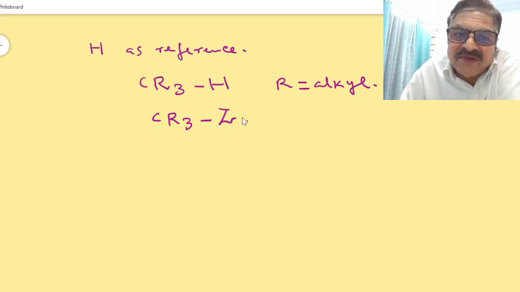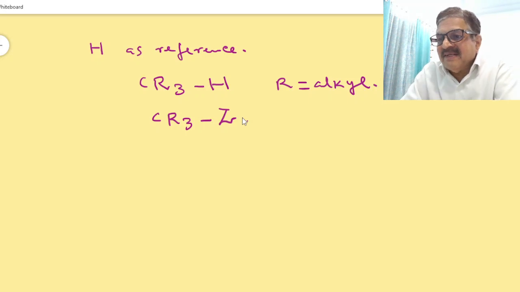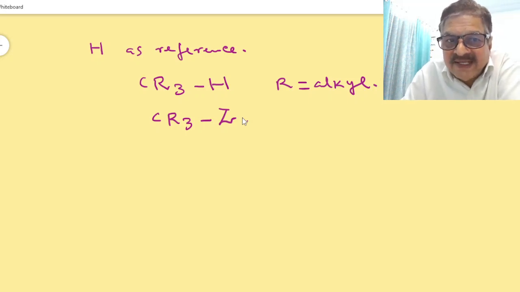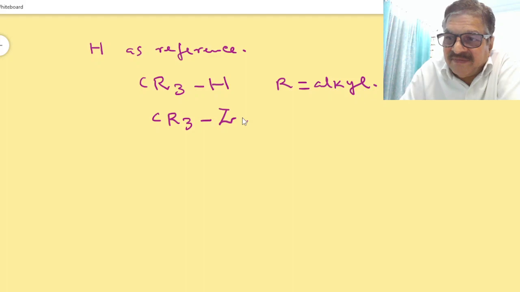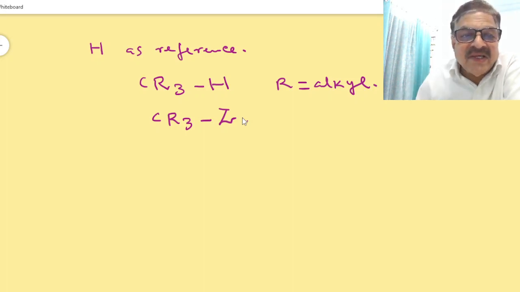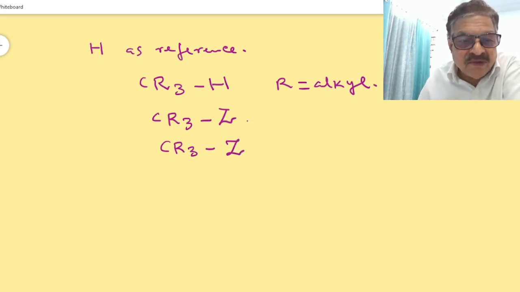Now we will get two situations. Either the electron density in the CR3 part will be less than in CR3H, or the electron density will be more here. If the CR3 electron density is less, then what happens? The Z is withdrawing the electron density. So there are two possibilities here for CR3Z: the electron density will be less, or more.